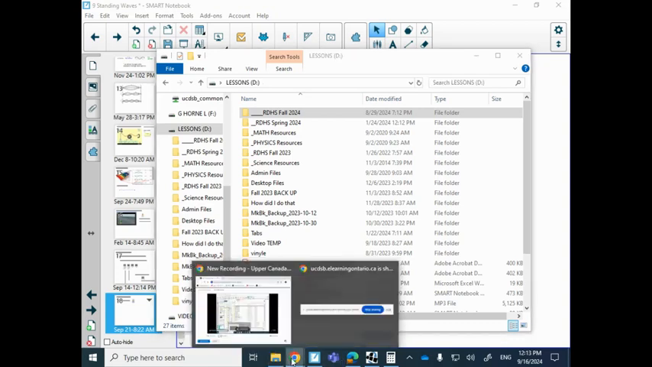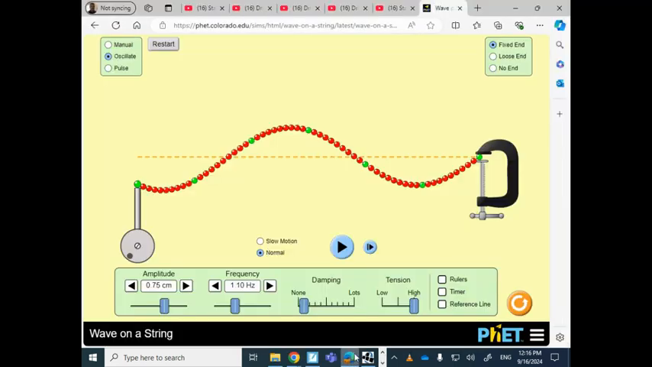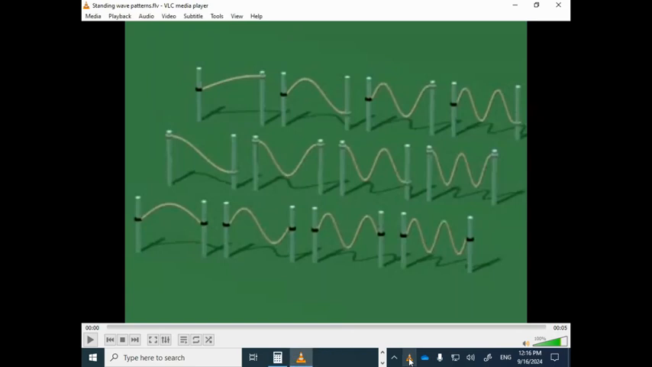Just 1 second here. I have a question from a student. All right, so here somewhere is, no, not there. Where did it go? This one.